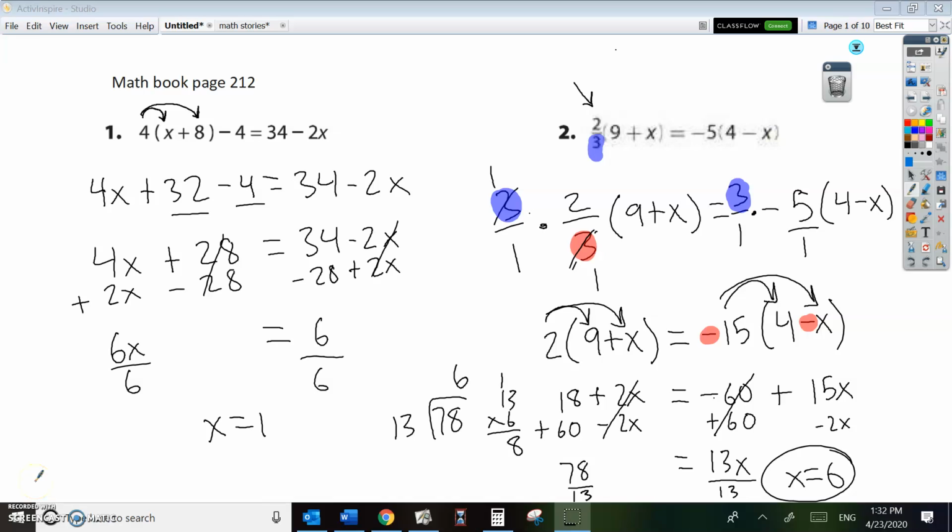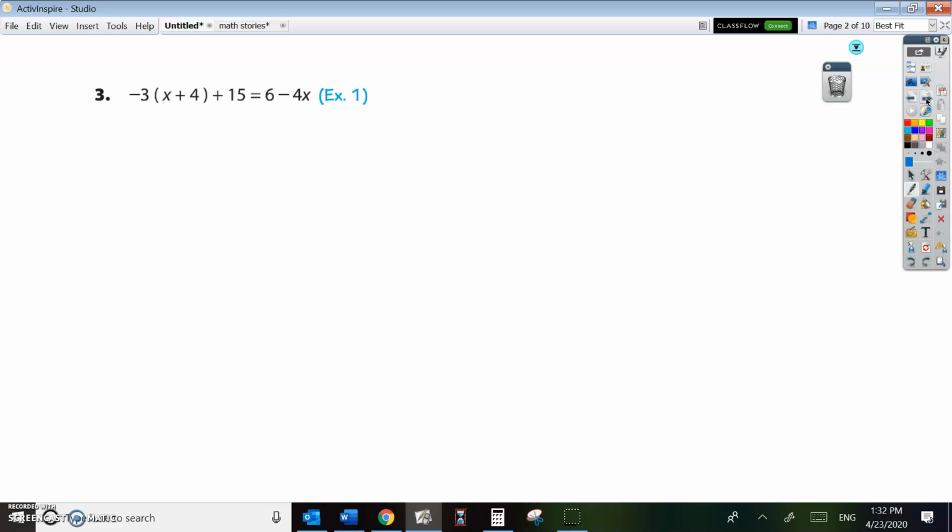Here are two example problems from Mathbook page 212. You can pause the video and look through my work. I'm going to work on these problems, and then you'll have some of them in your Edpuzzle assignment. Whenever you have distributive property in an equation, always distribute first.